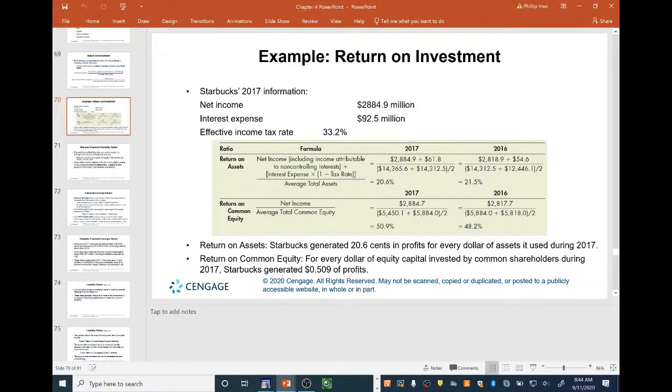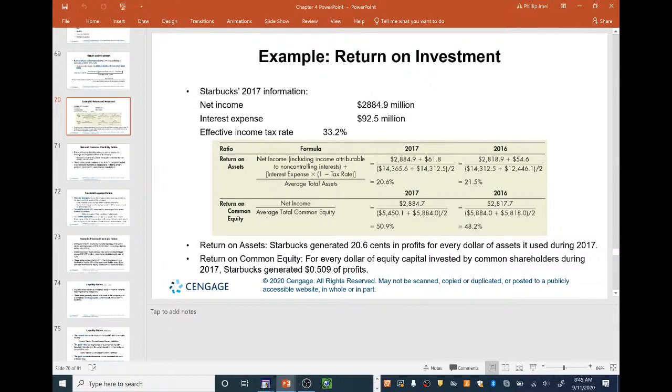Okay, here's some examples right here on the return on investment. It says here, Startbooks 2017 information. We have net income of 2,884.9 million. Big number there. Interest expense of 92.5 million, and then the effective income tax rate is 33.2%.